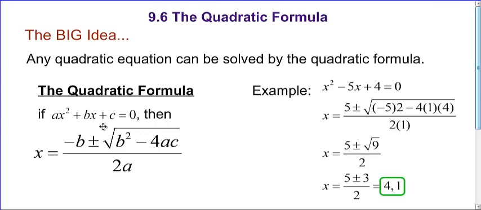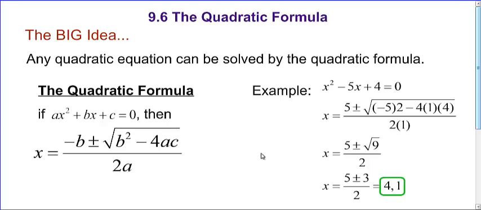If ax squared plus bx plus c equals 0, it's got to be equal to 0, that's a key thing here, then x equals negative b plus or minus the square root of b squared minus 4ac all over 2a. Now that formula might look a little bit tricky to you, but we have some ways to learn it, and you will need to learn it, by the way.